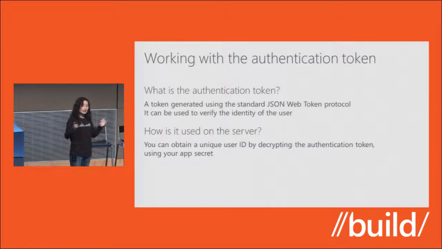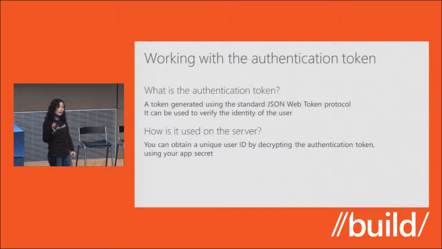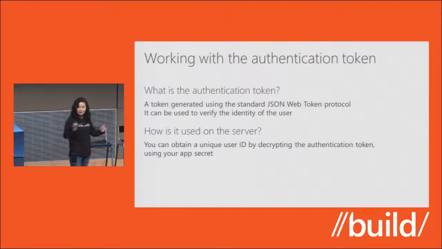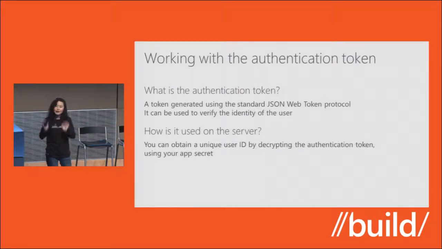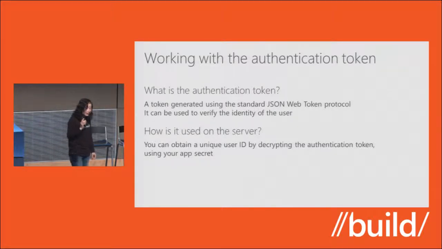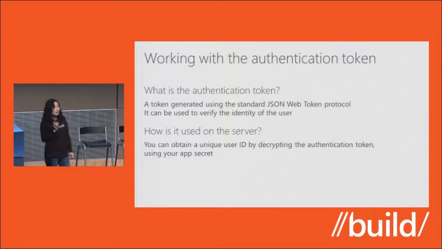So this slide talks a little bit about the authentication token, because this is the key piece that ties this scenario together. So I want everybody to understand what this token is and how you use it. The authentication token is a token generated using the standard JSON Web Token protocol. It can be used to verify the identity of the user. Sometimes you will see it referred to as a JWT token. They are exactly the same, two different names. Here, I'm just using authentication token because that's what our documentation has been using.